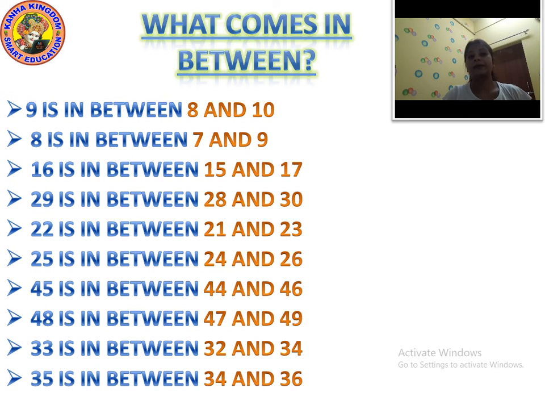Now the last number is 35, and 35 is in between 34 and 36. Okay. 35 comes in between 34 and 36.